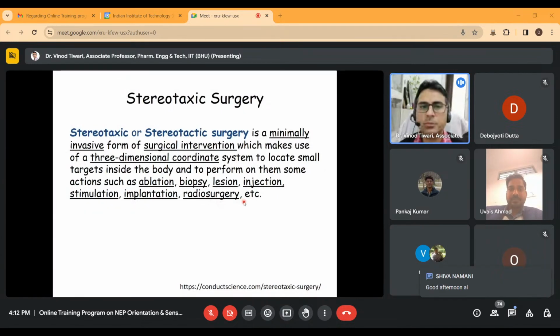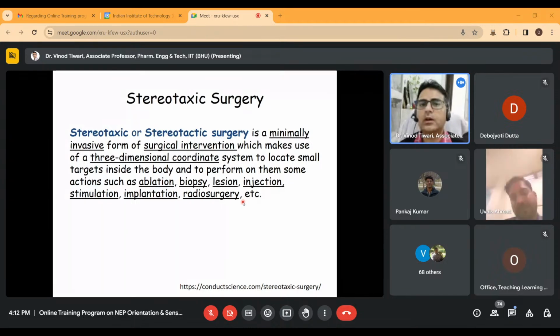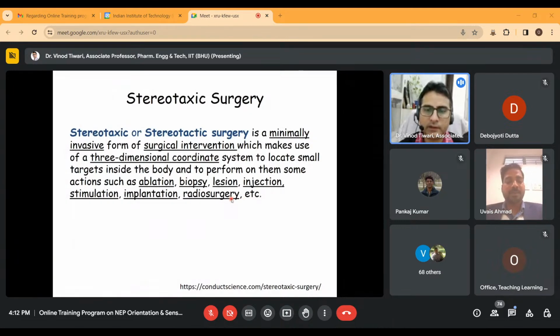Radiosurgery is another important application of histotoxic surgery. If some patients are suffering from brain tumor, it's very difficult to treat this kind of patient, but we can prolong their life by using certain techniques, including chemotherapy or radiosurgery. But they do have their own side effects and toxicities because of non-specific action, you can say. In the case of radiosurgery also, that is the issue.